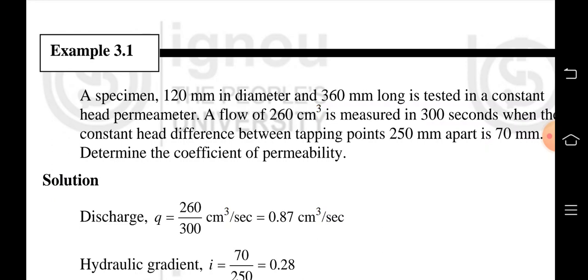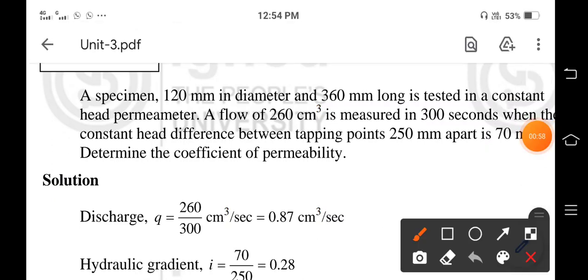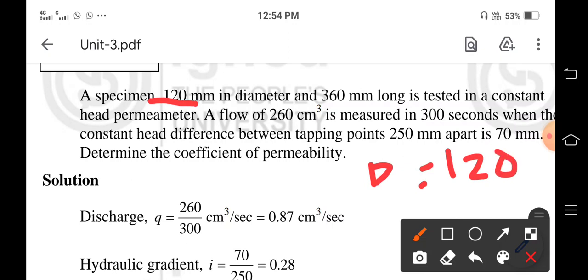Okay, so what is the given data? First of all, a specimen having the diameter d equal to 120 mm. From that we can calculate the area. So the area is equal to pi by 4 into 120 square, that is d square. Then the length of the specimen is 360, so L equal to 360.